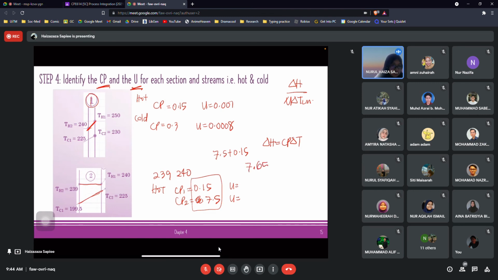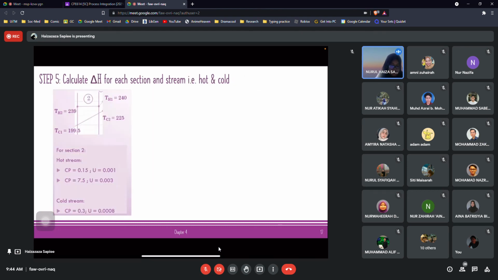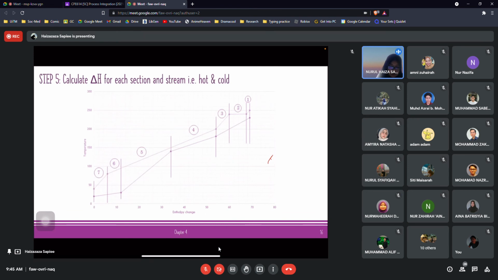Okay. And then you're going to times with your delta T. So delta T dia is going to be the difference kat sini lah. So contoh kalau sini is just 240 minus 239. So this sebenarnya 239 minus 240 lah. And value dia negatif sebab gradient dia ke bawah. But it doesn't really matter. So you get your delta H. Okay. So you're going to get the delta H untuk semua stream lah. So ni contoh dia tadi kan. So remember kalau kita nak calculate untuk setiap of this section, you will end up with 7 values lah.